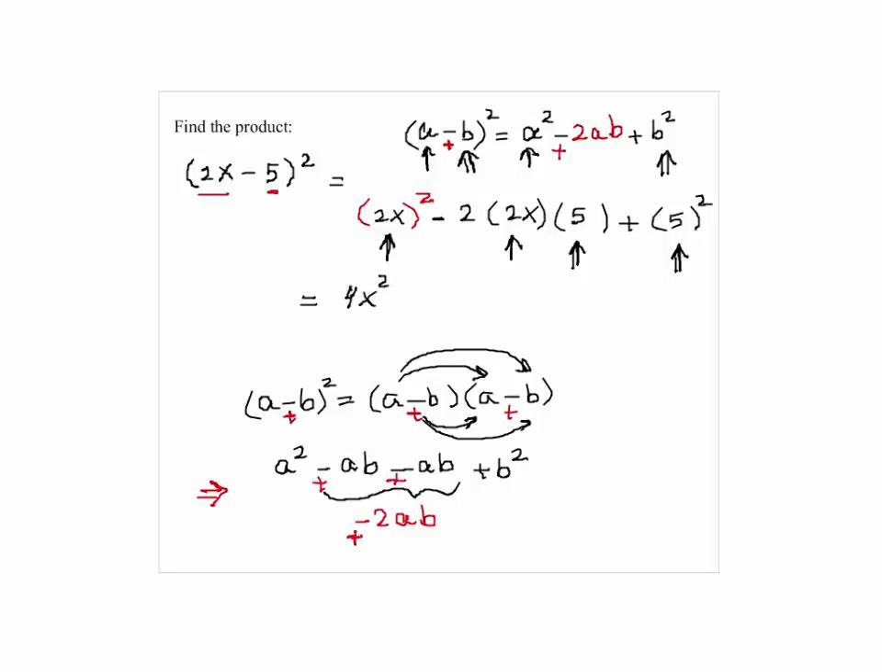Okay. So if I multiply these three numbers together, what do I get? 4x times 5 is 20x. Minus 20x, that's good. Plus what? Plus 25. So this is how you expand them. You have to remember this formula. If you forget the formula, you can quickly write this to remind yourself that it would be a squared minus 2ab plus b squared. Do you follow that?